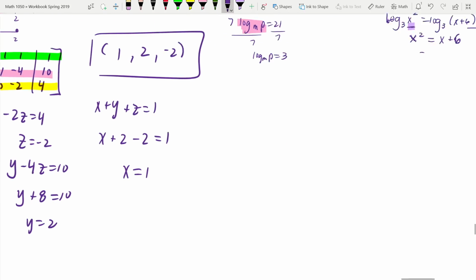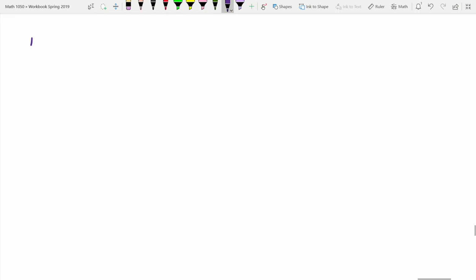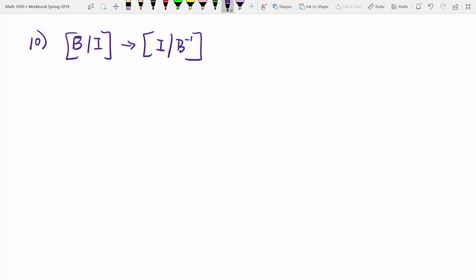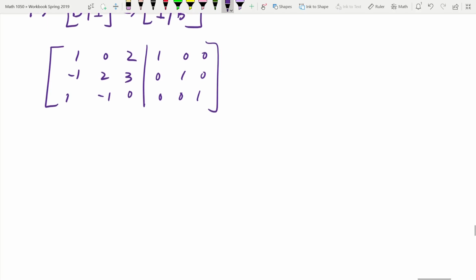Okay, question 10. Find the inverse. Okay, here's your matrix B. Actually, I'm not going to write it down. Here's how you do it. You take your B. On the other side, you put the identity. Then you manipulate it so that the identity is on the left side, and what ends up on the right is the inverse. Okay, so write down my B. Over here, write my identity. Turn the left into the identity, okay?